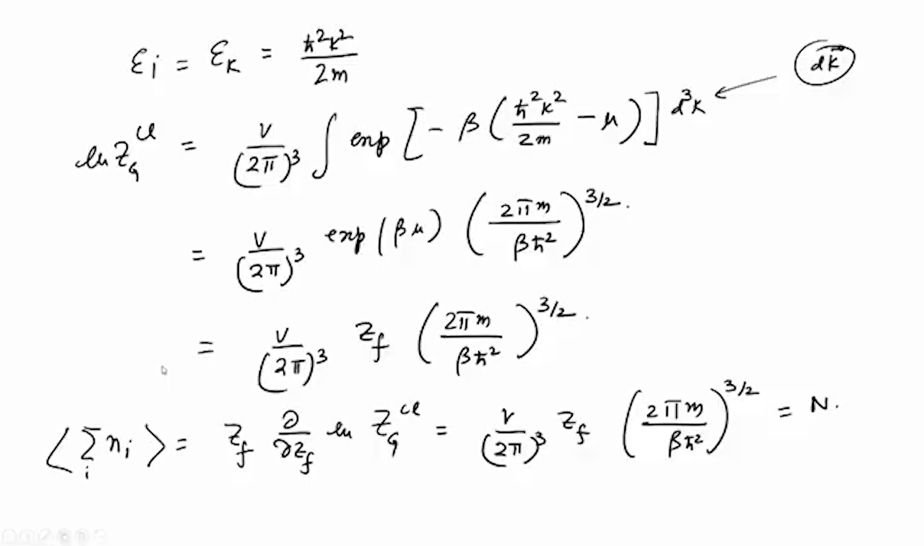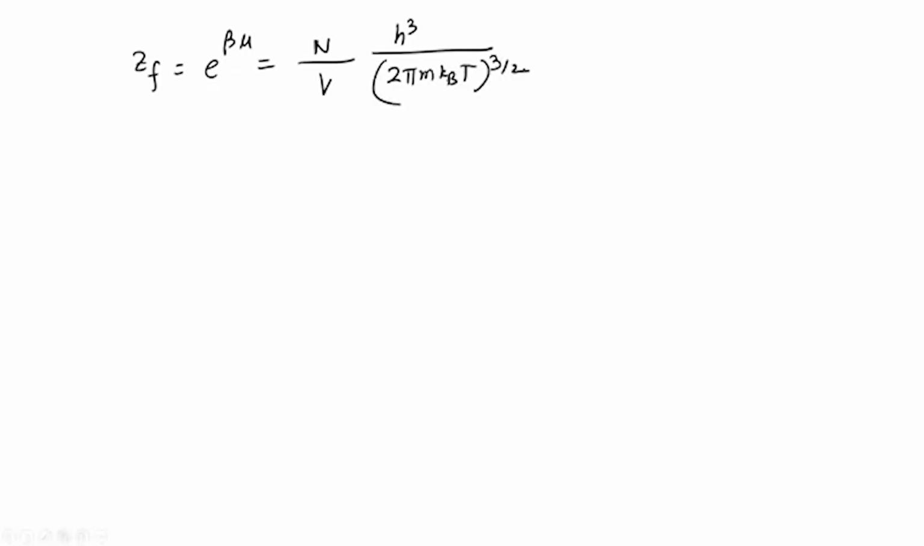So now we can take this expression and calculate zf from it, because fugacity is an important quantity in our discussion. The zf comes out to be e to the power βμ, which is equal to N over V times h cubed divided by 2πmkT, whole to the power 3/2.